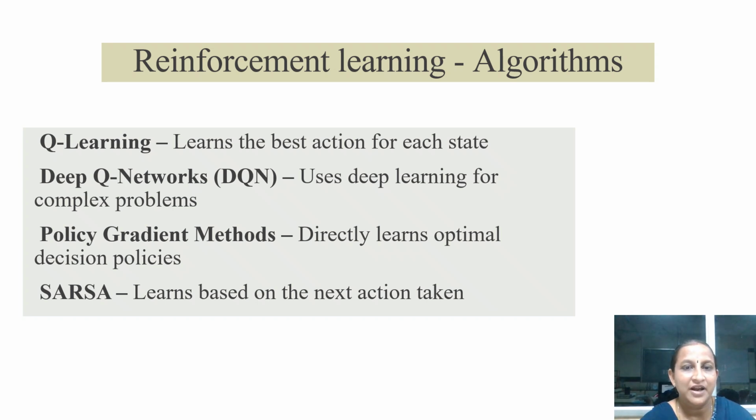The third one is the policy gradient method. This type of method directly learns the best decision-making strategy, called a policy. Instead of focusing on individual actions, it learns the best overall strategy for decision making. In structural systems, it can help design optimal maintenance policies for long-term safety and cost efficiency.